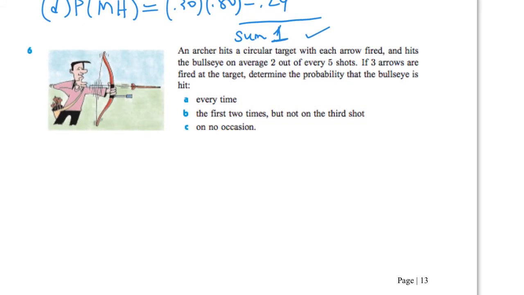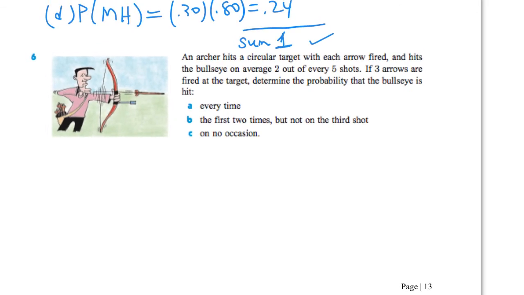Okay, now we have an archer firing at a target. An archer shooting at a target averages hitting the bullseye 2 out of every 5 shots. 3 arrows are fired. Determine the probability that the bullseye is hit every time. So part A. Probability of hit, hit, hit. So if you hit 2 out of 5 times, you'd have a 2/5 times a 2/5 times a 2/5.